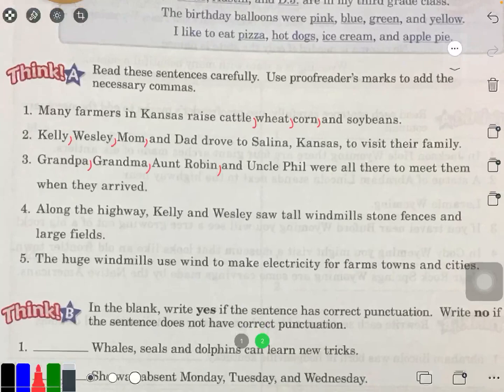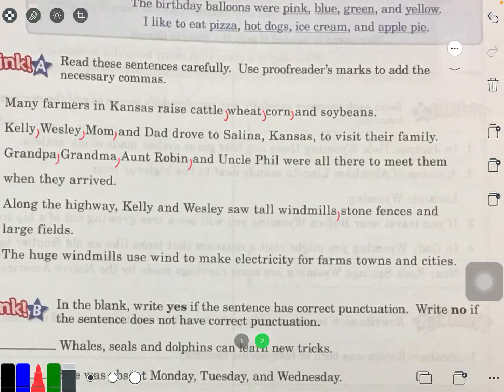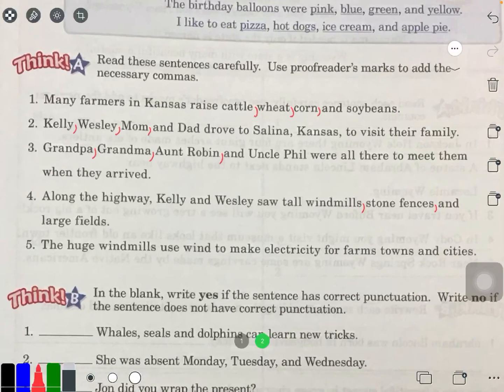Along the highway, Kelly and Wesley saw tall windmills, stone fences, and large fields. Okay, again, I need to pause somewhere. When we speak or when we read, it's good to have that pause so that we don't run out of breath and that the person listening to us can also understand our information. Along the highway, Kelly and Wesley saw tall windmills, stone fences, I think that's one word, stone fences, and large fields.